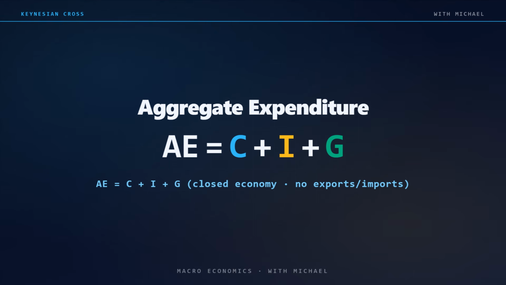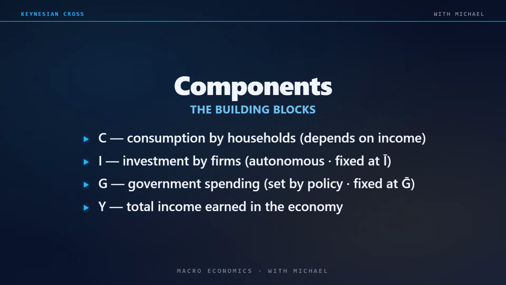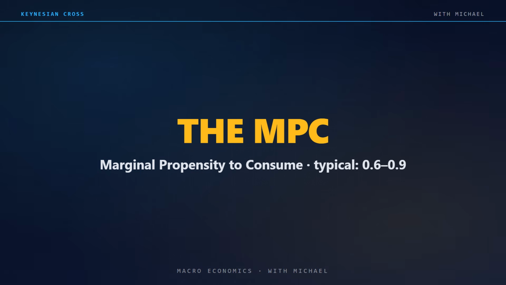Keynes's central insight was this: when households earn more income, they spend more, but they don't spend all of it. They save some. The fraction of each new dollar of income that is consumed is called the marginal propensity to consume, written as MPC, or sometimes the lowercase letter c. Typically, MPC is somewhere between 0.6 and 0.9, say 0.8 in a typical advanced economy. The complementary fraction is the marginal propensity to save, written as the lowercase letter s, which equals 1 minus MPC.